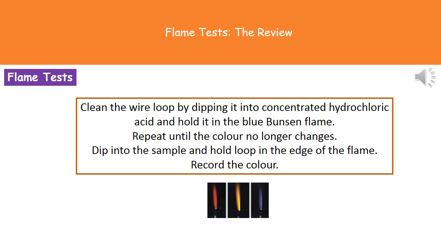We can then dip it into our sample, hold the loop in the edge of the flame and then just look for that different colour. Obviously if it goes red we know it's lithium, orange is going to be our sodium and lilac will be our potassium. Don't forget, if it's asking you to describe how to carry it out safely, then talk about different safety procedures. So things like wearing safety goggles, making sure that if you've got long hair it's tied back, etc. So just make sure that you read the question carefully there to ensure you cover all aspects that they're asking for.